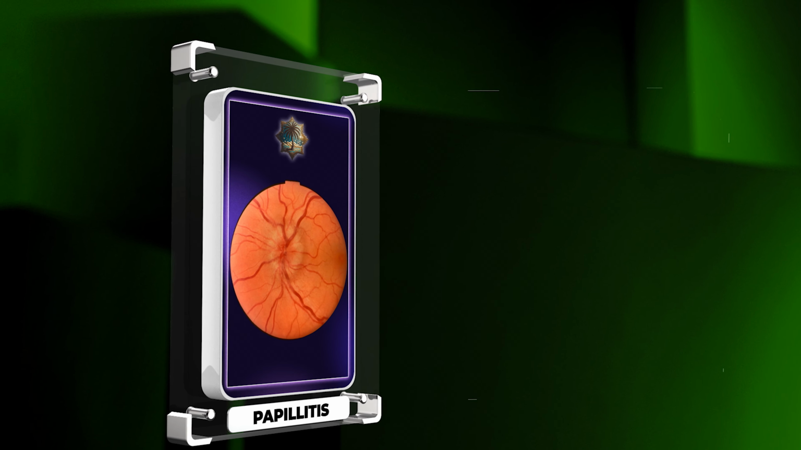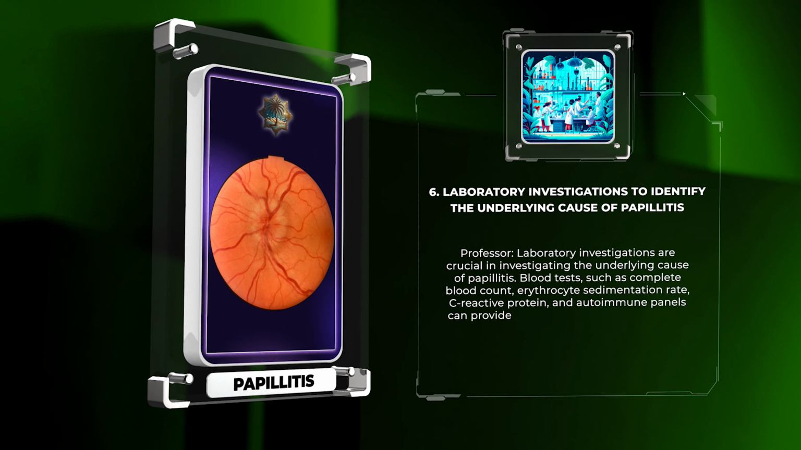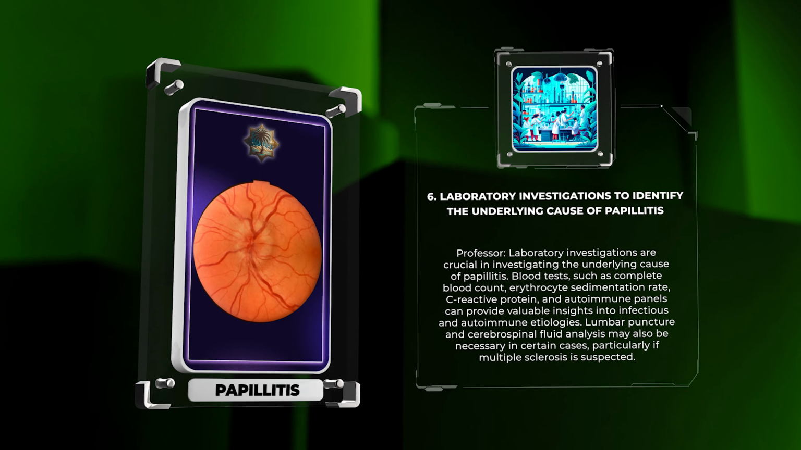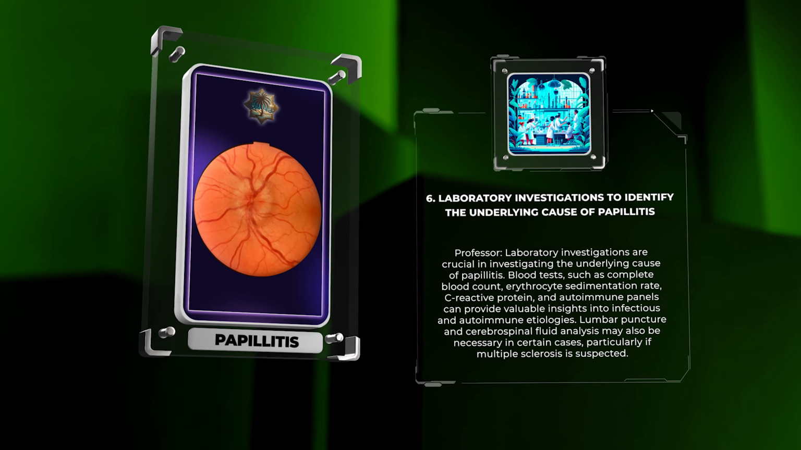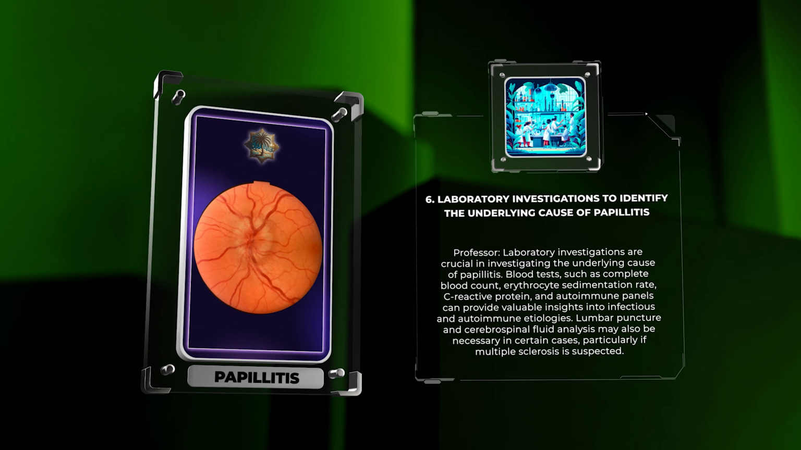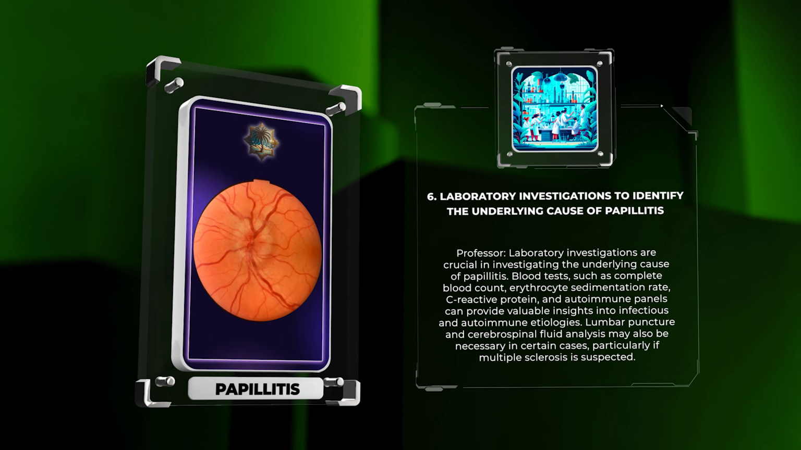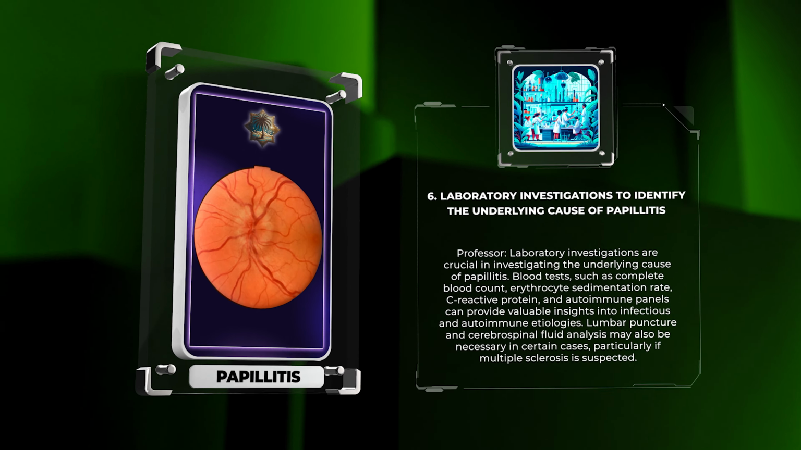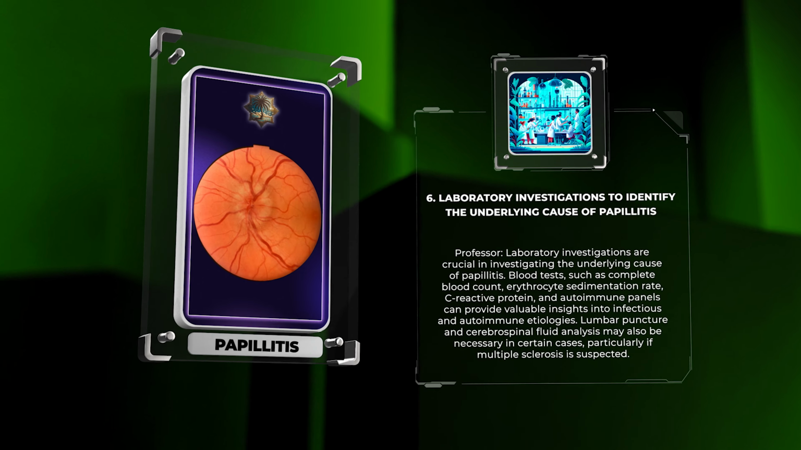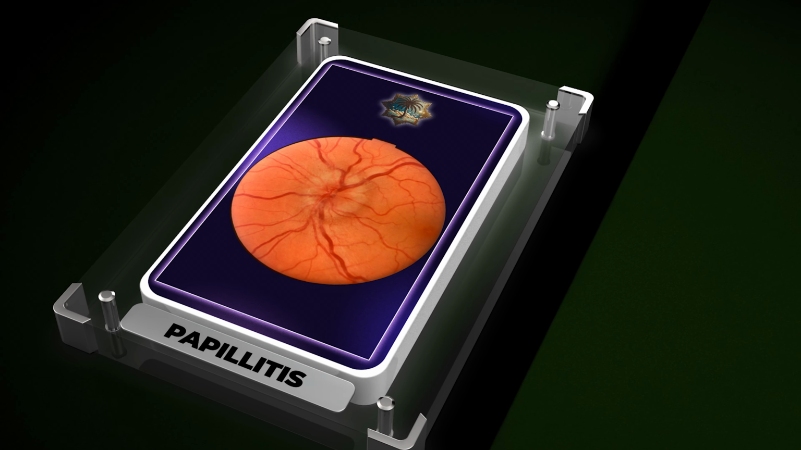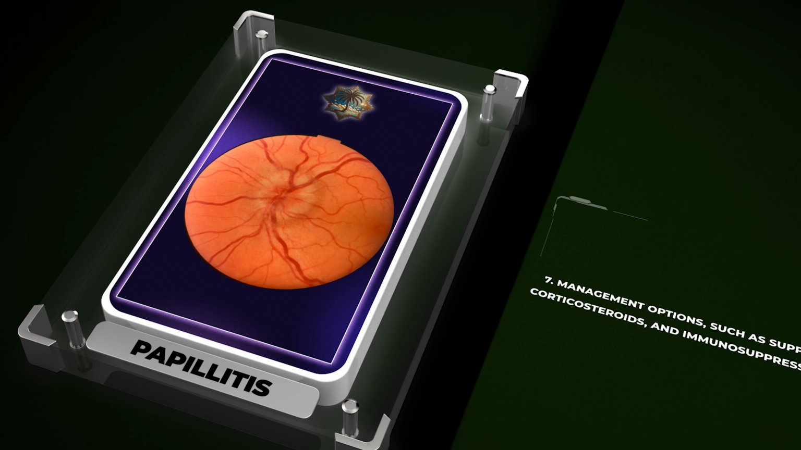Professor, laboratory investigations are crucial in investigating the underlying cause of papillitis. Blood tests, such as complete blood count, erythrocyte sedimentation rate, C-reactive protein, and autoimmune panels can provide valuable insights into infectious and autoimmune etiologies. Lumbar puncture and cerebrospinal fluid analysis may also be necessary in certain cases, particularly if multiple sclerosis is suspected.